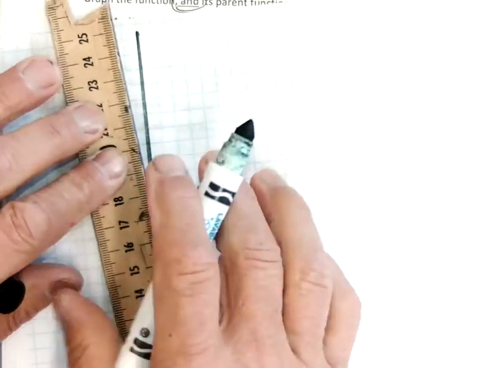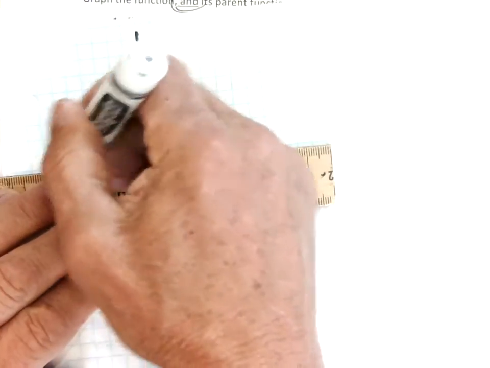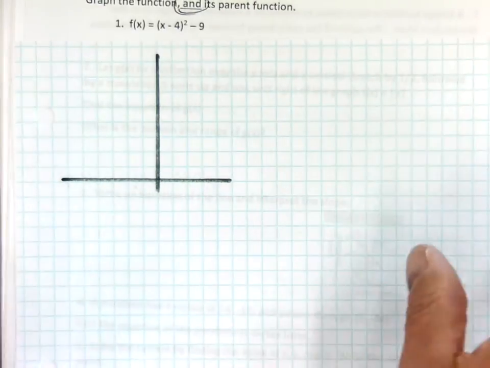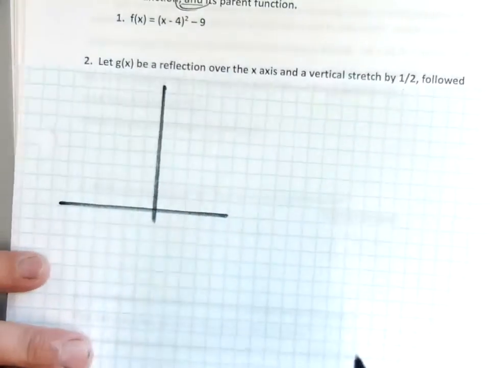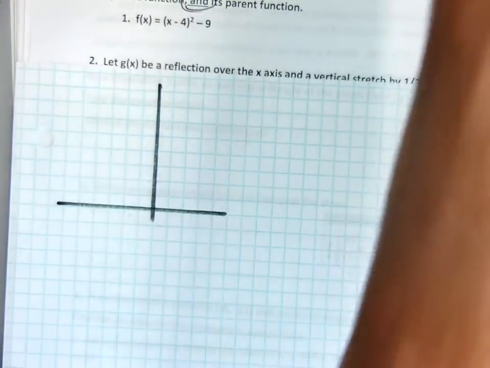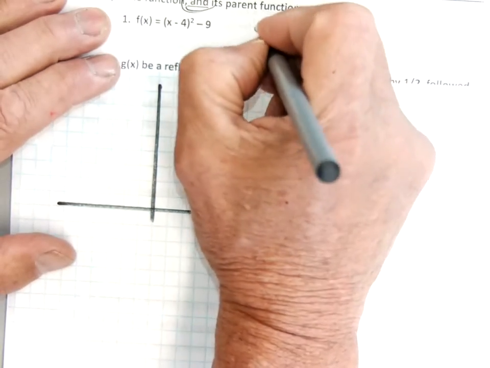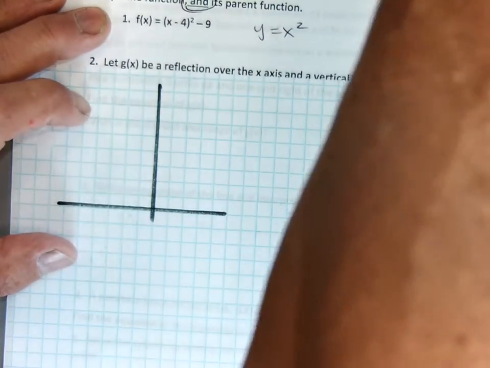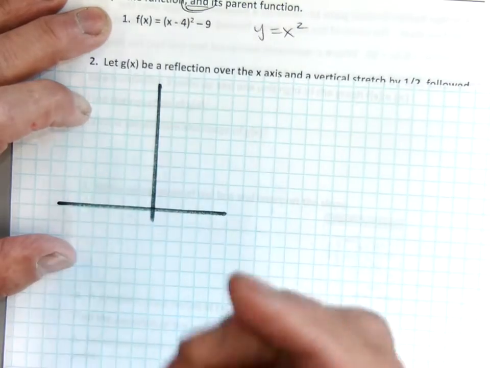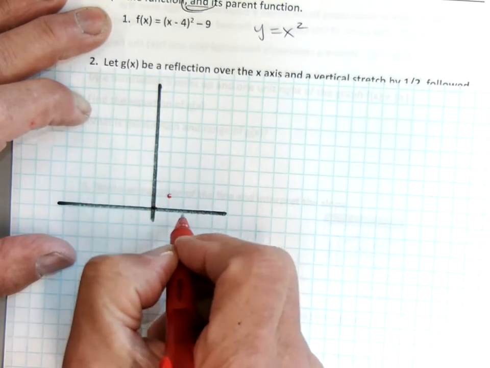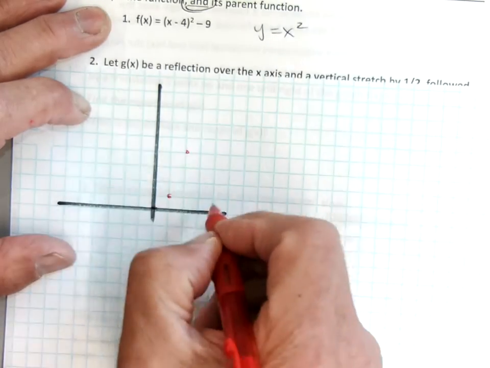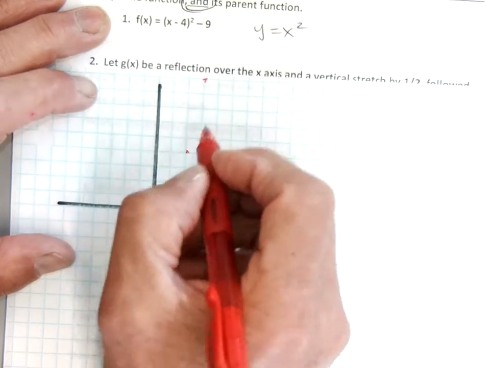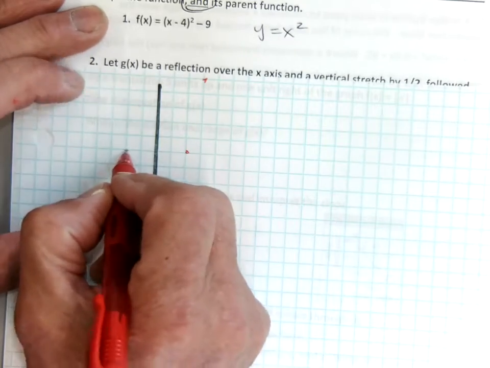So I'm going to go straight to graphing it. And I know the parent function looks like this. The parent function is y equals x squared. We know exactly what that looks like. The parent function: 0, 0, 1, 1, 2, 4, 3, 9. So the parent function looks like this.